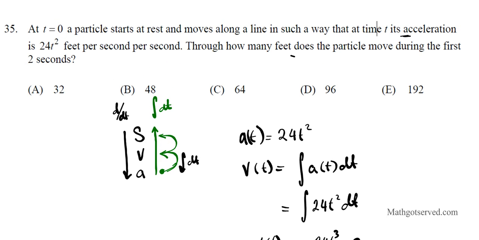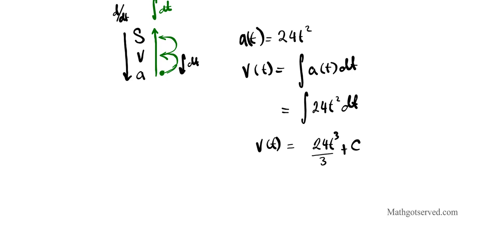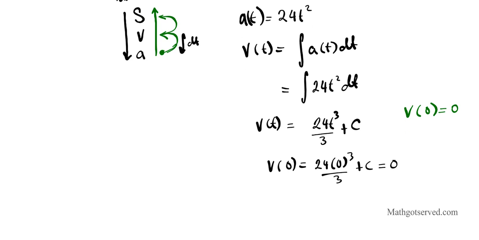Well, we know that the particle started from rest. So what's the velocity when a particle is at rest? It's 0, right? So that tells me that v of 0 equals 0. Okay, it's like an initial value. So to find out what c is, I'm just simply going to use this argument. v of 0 is simply going to be what you get when you plug in 0 into this function, which is 24 times 0 to the third over 3 plus c. What should this equal? It should equal 0. We can clearly see that if we work this out, this entire expression is going to be 0 plus c equals 0. And then we see that c is equal to 0.